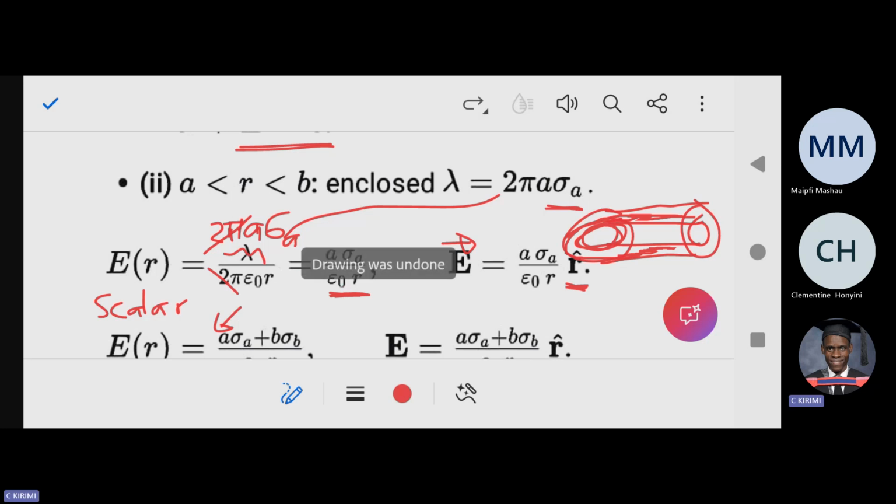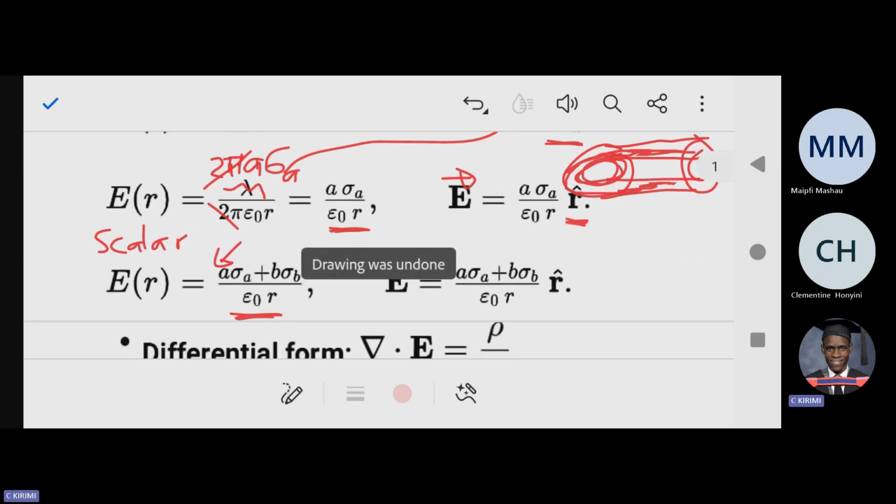Then when you are here, where E_R is equal to, we are now taking the radius times the surface charge density, plus. Why are we adding? Because it's in between. Because we have E_R using the A radius, then we have E_R using the B radius, which means we are having two of these ones. That's why you are adding them, because it's in between.